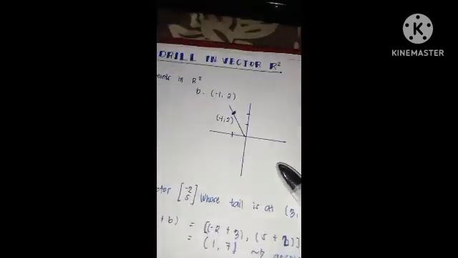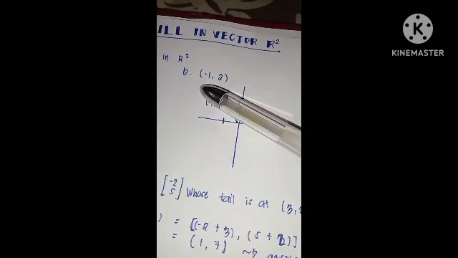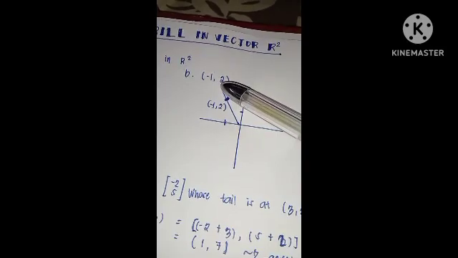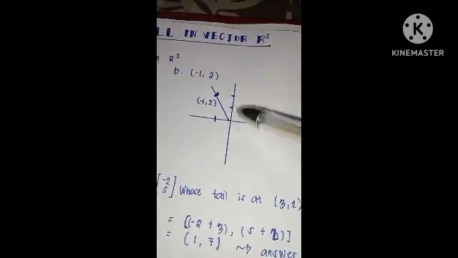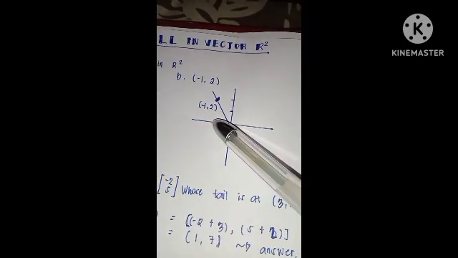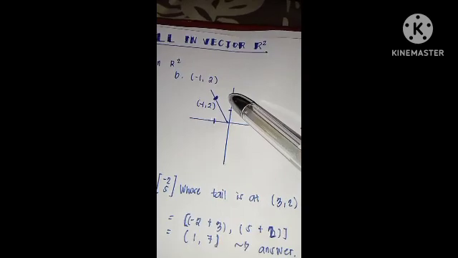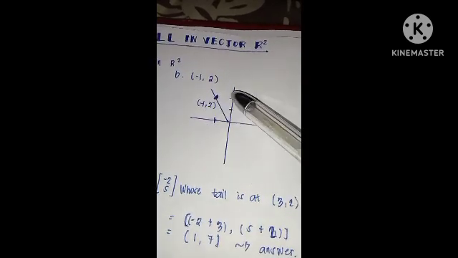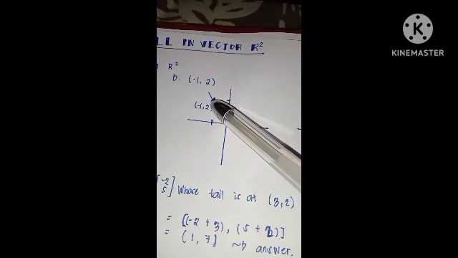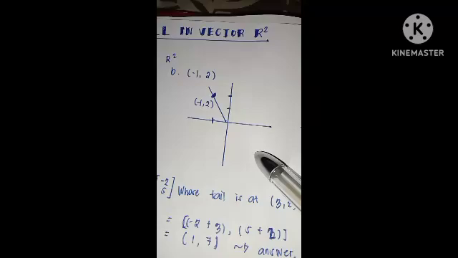In letter B, the given points are -1 and 2. Our -1 here is the x-axis and 2 is the y-axis. So in the Cartesian plane, the -1 is located here and the positive 2 is located here. If we connect the -1 and positive 2, the point of -1 and positive 2 is located here. So that is my answer in letter B.